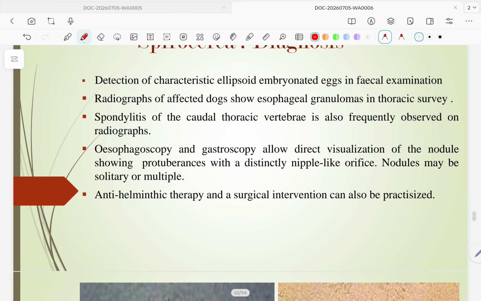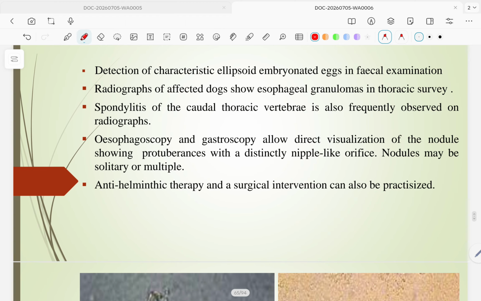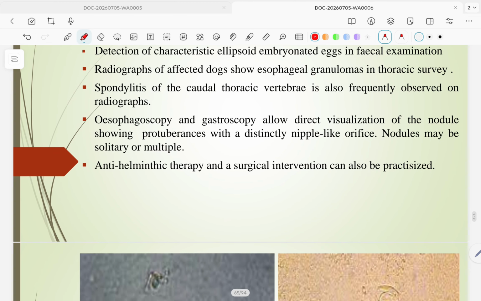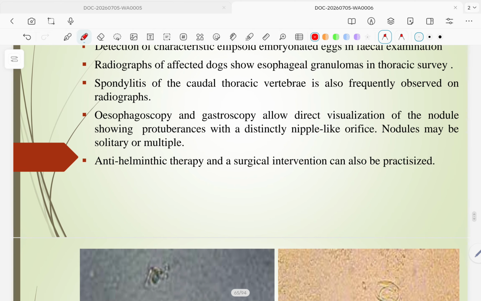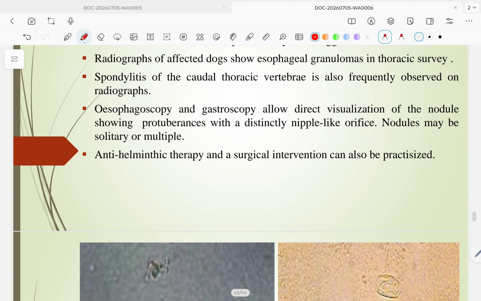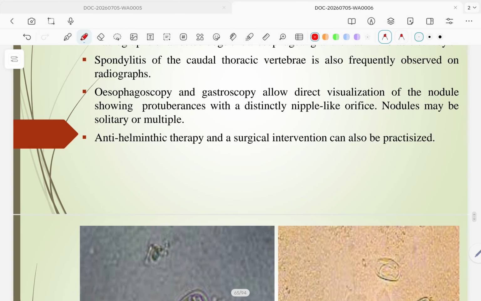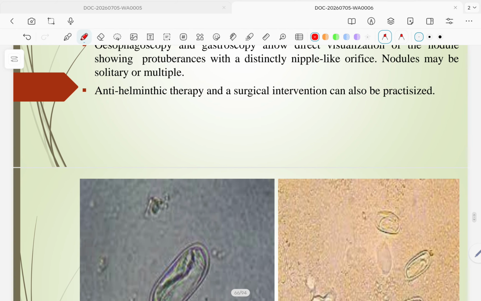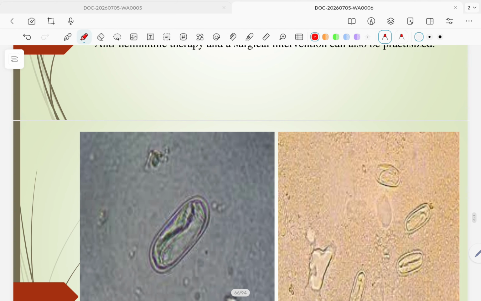Esophagoscopy and gastroscopy allow direct visualization of the nodule, showing a protuberance with a distinct nipple-like orifice. The nodule may be solitary or multiple. Anthelmintic therapy and surgical intervention can also be practiced.